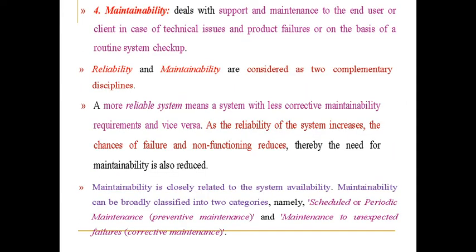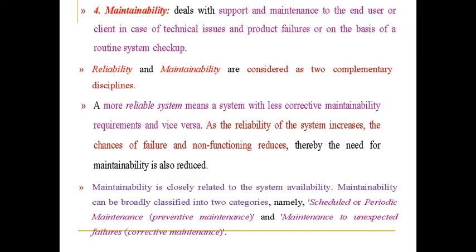The next is maintainability. It deals with support and maintenance for the end user or the client in case of technical issues or product failure, or on the basis of a routine system checkup. Here, maintainability, you can say, means servicing the system.